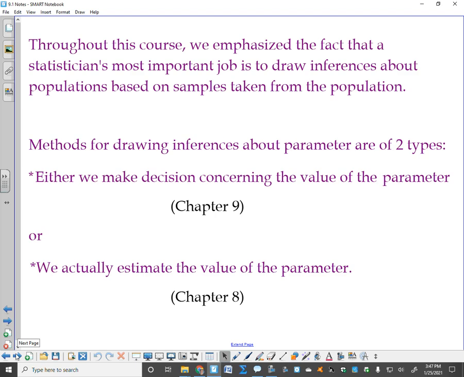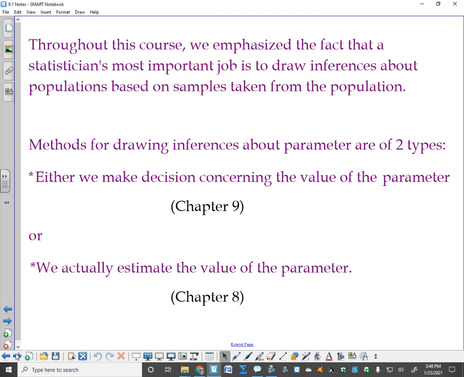Throughout most of this course, we emphasize the fact that a statistician's most important job is to draw inferences or guesses about populations based on samples taken from that population. So we're going to be gathering sample information, and we're trying to project conclusions for the population based on the sample data that we have. Methods for drawing inferences about a parameter, and your parameter could be a proportion or a mean, are of two types.